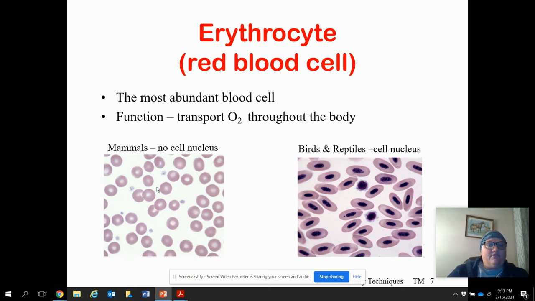Over here we have the mammal cell. Here are the red blood cells of mammals. So dogs, cats, horses, you, me, all have red blood cells like these here. And these little guys next to the red blood cells, those are platelets. So you can see the size difference between red blood cells and platelets.